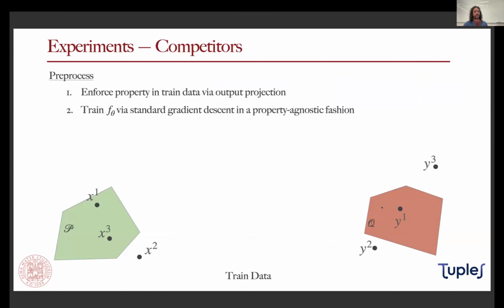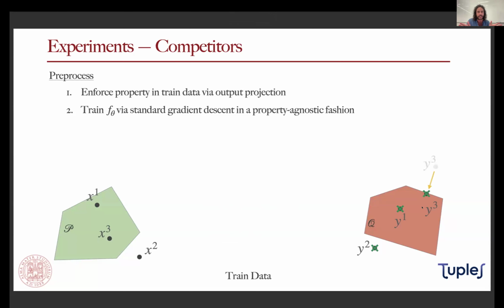Finally, the competitors. So what are the alternative methodologies that we have in order to, let's say, enforce the satisfaction of a property in a neural network? So first of all, we consider what we call pre-process. Okay? So in pre-process, we do this. We enforce the property on the training data. Okay? So if you look at the illustrations, we iterate over the training pairs. And if we find that some pair is infeasible, then we project the output onto the feasible region.